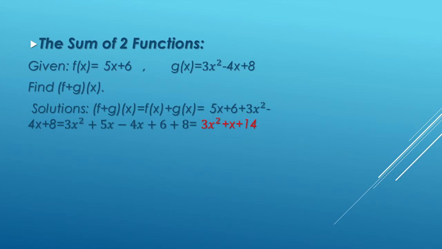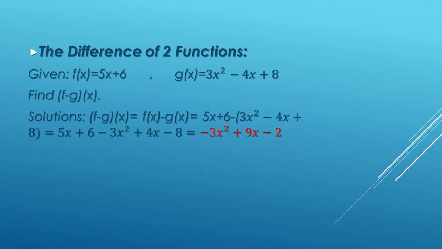So 5x plus 6 plus 3x squared minus 4x plus 8 becomes 3x squared plus 5x minus 4x plus 6 plus 8. Then combine like terms and the final answer is 3x squared plus x plus 14.